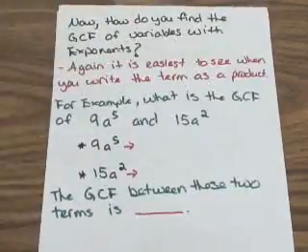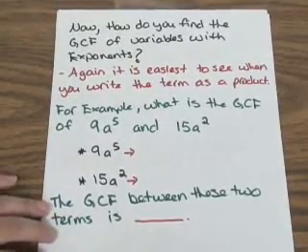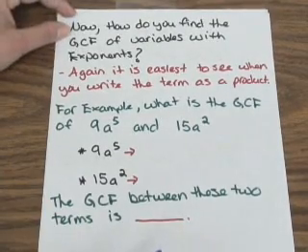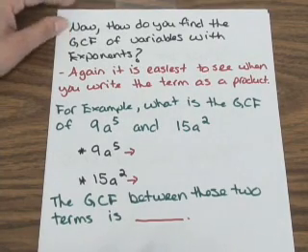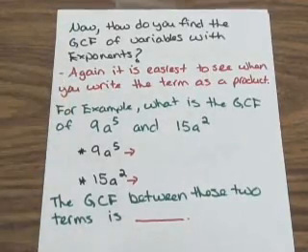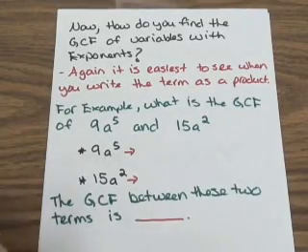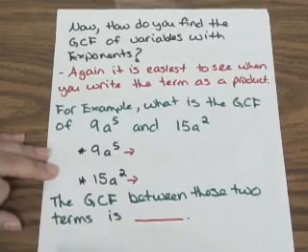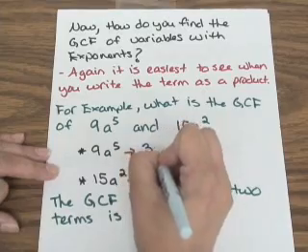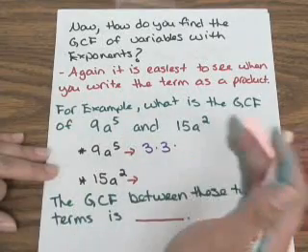Now, how do you find the GCF of variables with exponents? Again, it is easier to write them as a product. For example, what is the GCF of 9a to the 5th power and 15a squared? So just as we wrote the numbers in prime factorization form, we want to do the same thing again with 9 and 15. Now I already know that the common factor between 9 and 15 is 3, but we'll write it out anyway. We have 3 times 3, which gives us the 9. And we're going to write out a to the 5th in long form. So it'll be a times a times a times a times a.